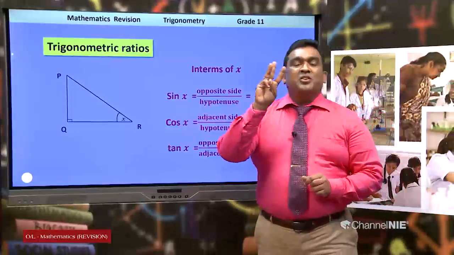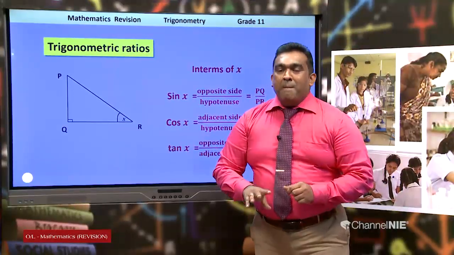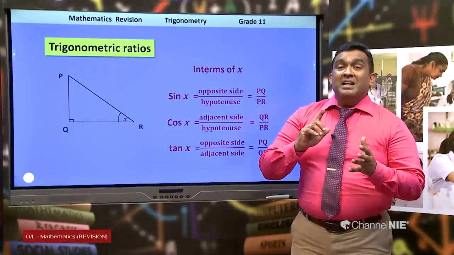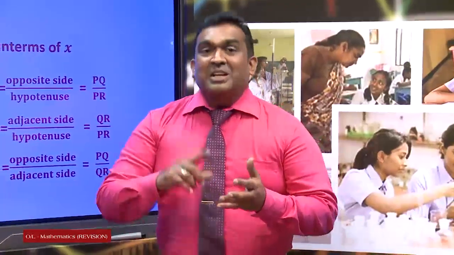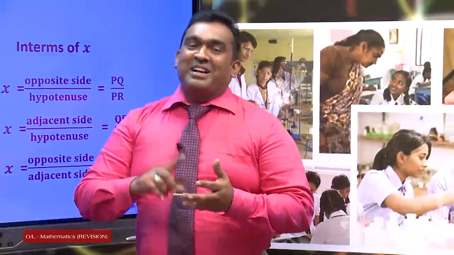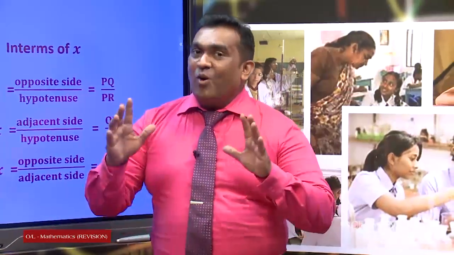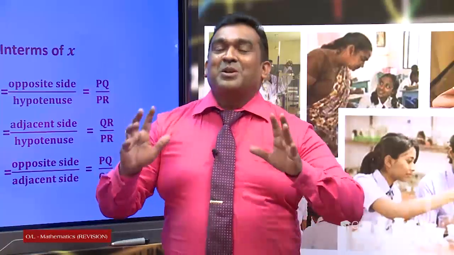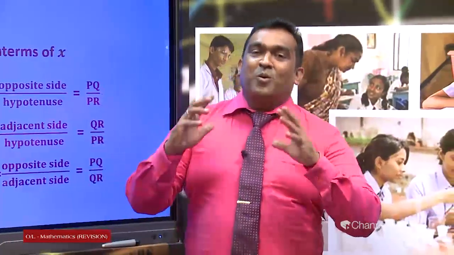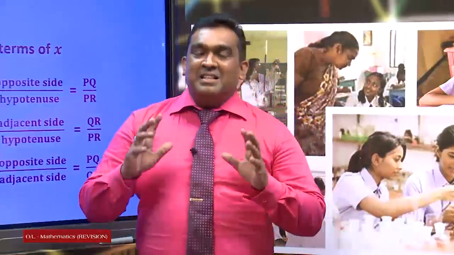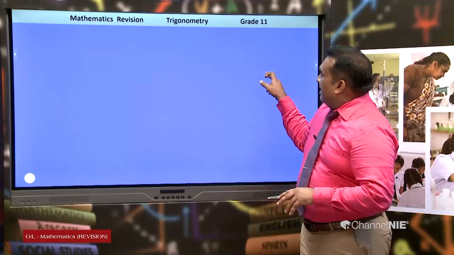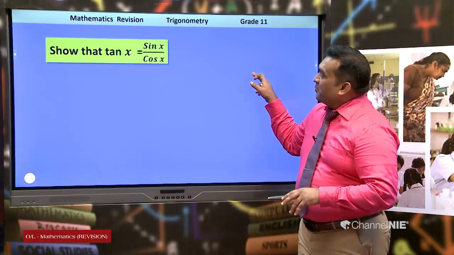Now there are three trigonometric ratios based on a right angle triangle. First one sine, second one cos, third one tan. Sine, opposite side over hypotenuse, cos, adjacent side over hypotenuse, tan, opposite side over adjacent side. Right? Then look at this one.